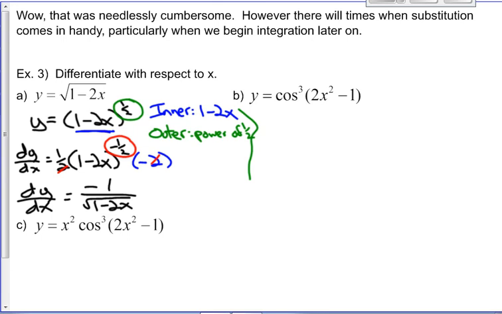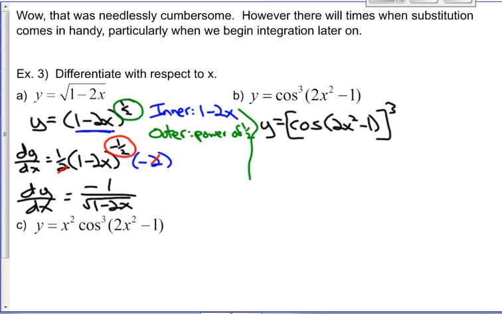Now, it turns out that things might have more than just an inner or an outer. They might have multiple shells. And that's okay. We just work our way inside. So over here, I've got y equals cos cubed of 2x squared minus 1. Sometimes people get confused about what this notation means. Here is what it means. That cosine is being cubed.